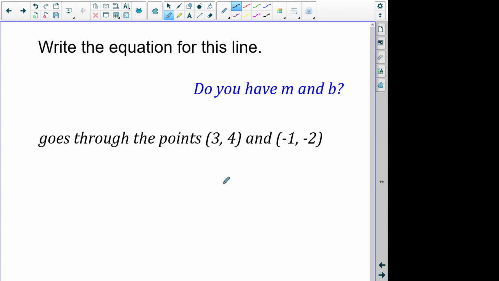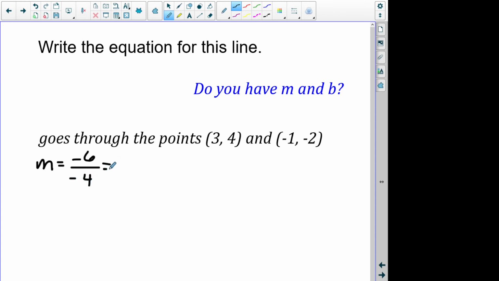Here I have another equation, right? Same sort of process. I don't know what m is, but let's calculate it. I see that y goes from 4 to -2. So from 4 to -2, it's going down by 6. And then from 3 to negative 1, it's going down by 4. It's going down by 4.